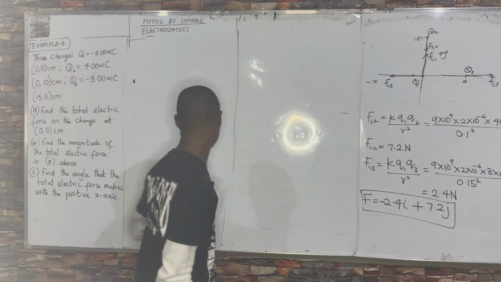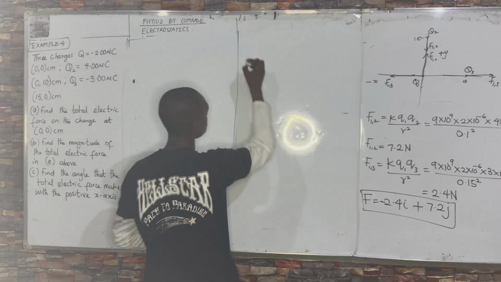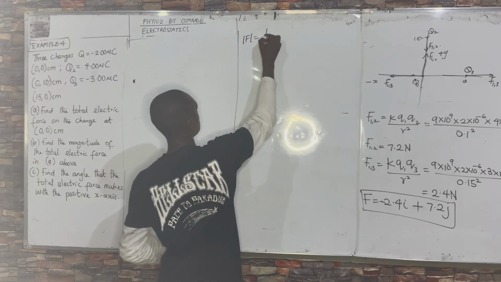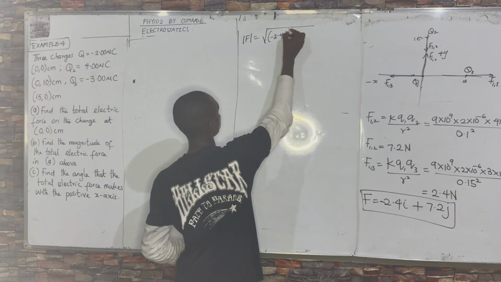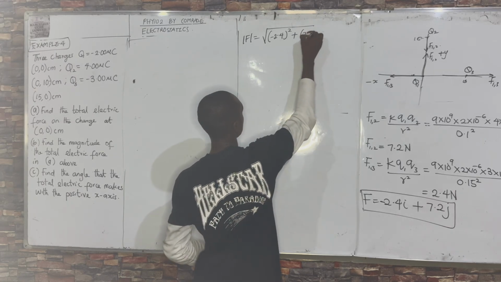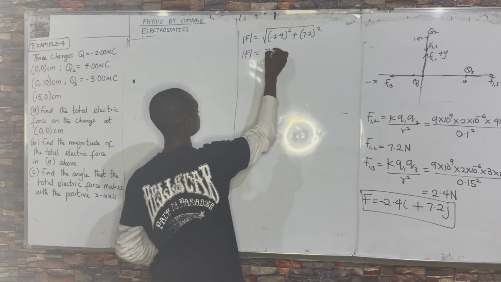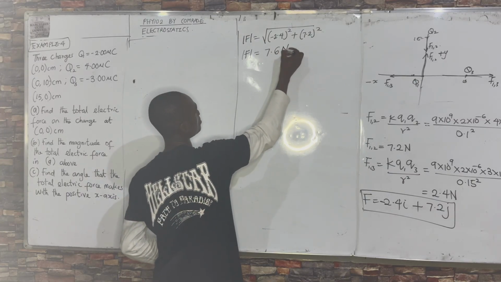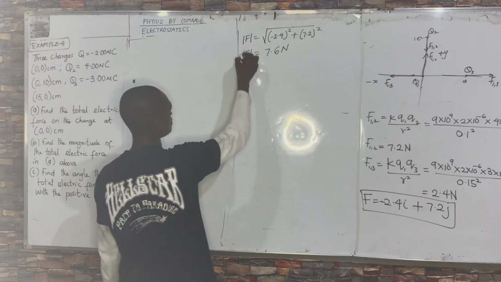From there you can get the magnitude. So how do you find the magnitude for something like this? It is the square root of minus 2.4 squared plus 7.2 squared. If you do that, you should be having 7.6 approximately. That's the magnitude.